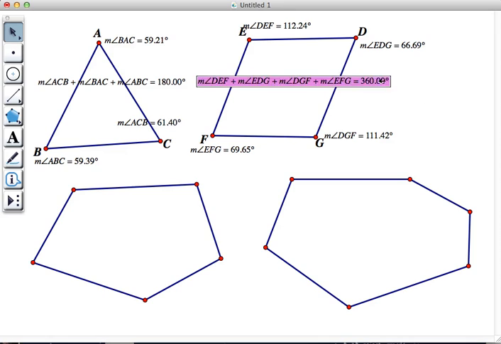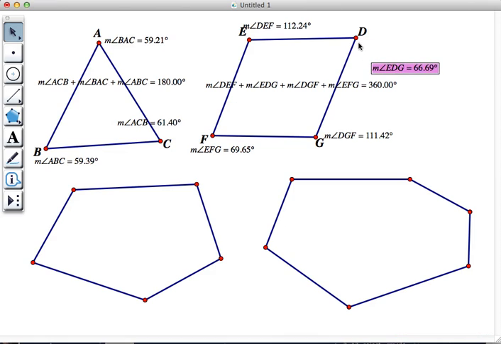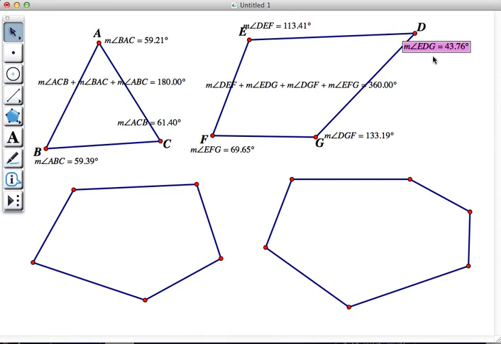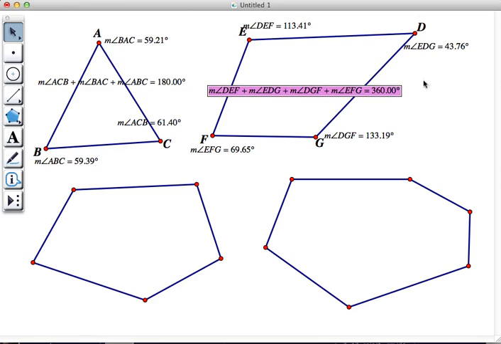Okay, now, here's the deal. Why is this important? What is the correlation between these two? If we look, the reason it's always going to be 360, and you can move this around as you wish to see in real time, no matter what that angle is, as long as it stays a four-sided figure, all the angles are going to equal 360 degrees.